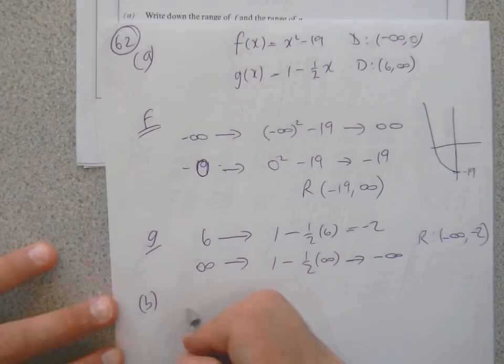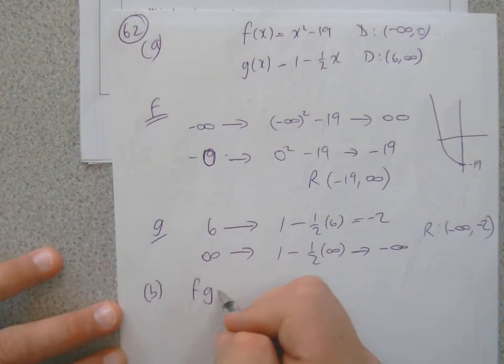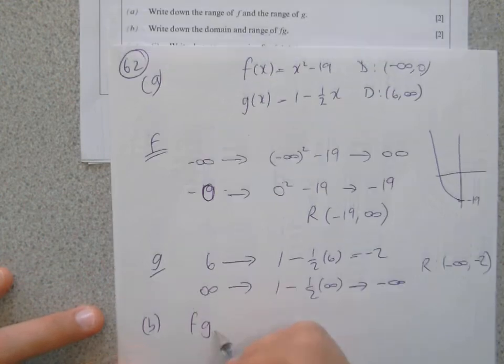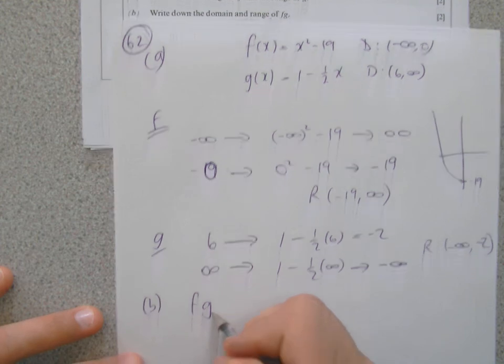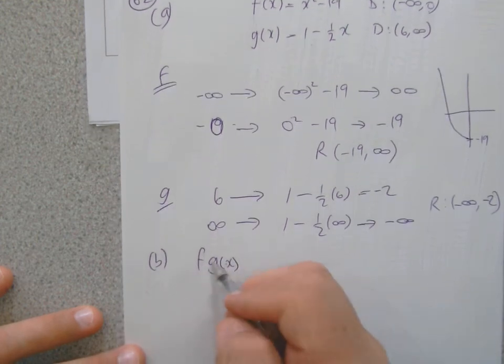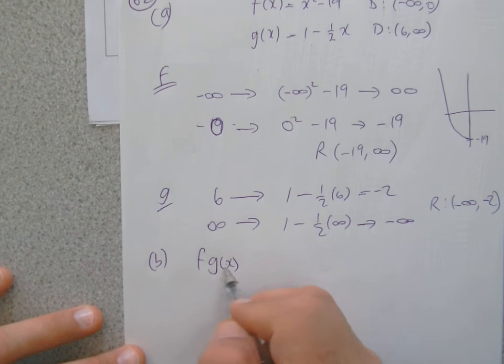So let's do an expression for fg. Now when you do fg, the key to this is when you write that down, you can see that's what they've written down like that. So it's fg of x, isn't it? And what you're actually doing is you're putting g of x into f. So this here you put into f, okay?